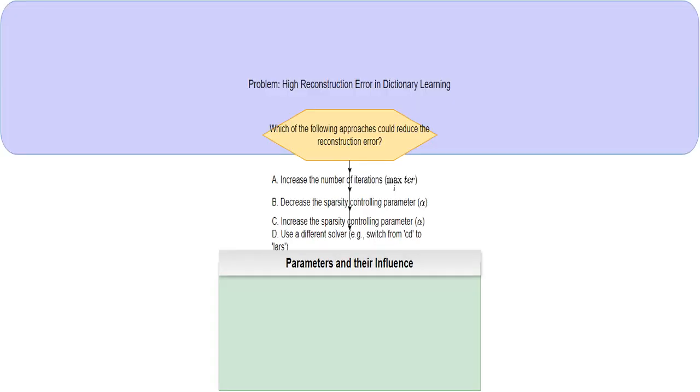Imagine you're trying to represent some data using a set of building blocks, the dictionary. A high reconstruction error means we're not doing a great job of building the data back from those blocks. The reconstruction isn't very accurate. We need to find ways to improve the accuracy of our reconstruction process. Think of it like trying to rebuild a Lego castle from its pieces. A high reconstruction error means parts are missing or misplaced.